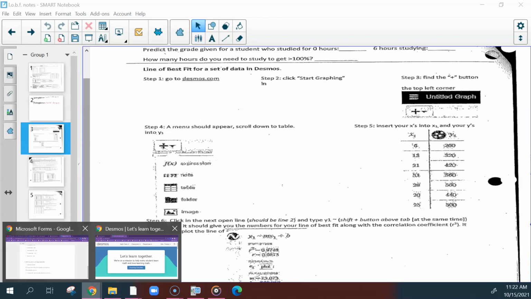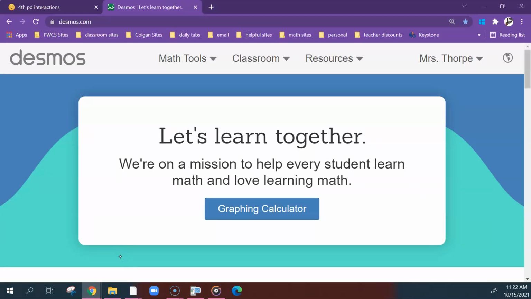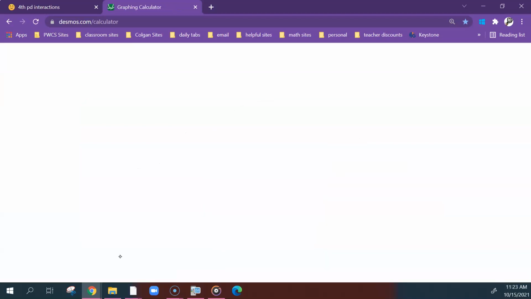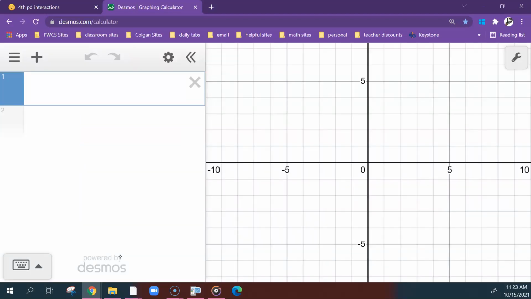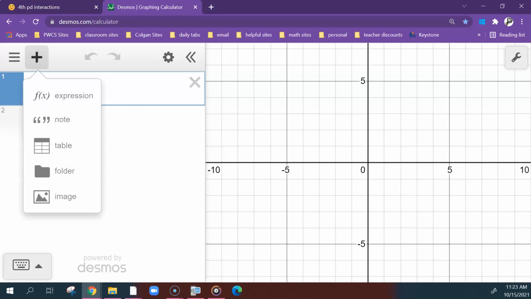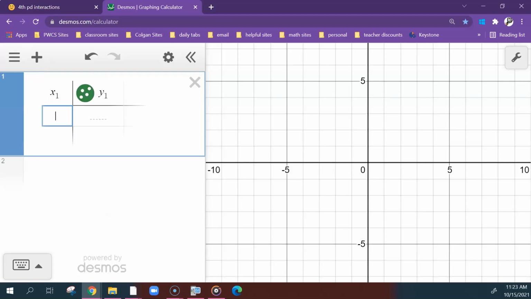When you get to Desmos, if you're on this page, you're going to hit graphing calculator. And then on Desmos, it's actually a little easier than on the calculator. You hit this plus, and it gives you different options. You want the table option, so you can insert data. On your notes, the table is kind of blurry, so I'm going to put it up here. You can look off mine or the table. But you would fill in your x's and your y's.